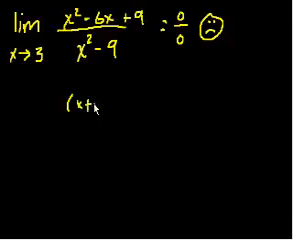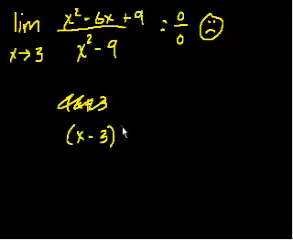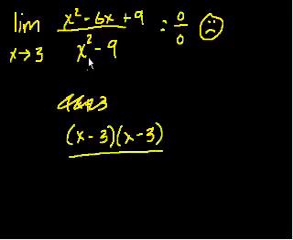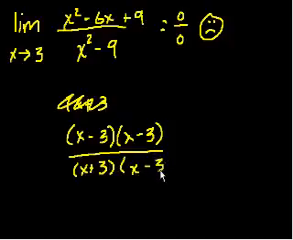So let's say that this is the same thing as, let's see, that looks like it's x plus 3. No, x minus 3. That's a minus. Let me scratch that. This is x minus 3. It actually looks like it's x minus 3 squared, but we're just going to write x minus 3 times x minus 3, which is, of course, x minus 3 squared. And then the denominator, you know how to factor these. This is x plus 3 times x minus 3.